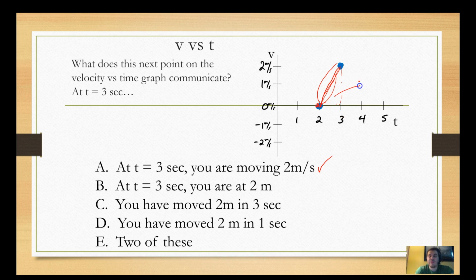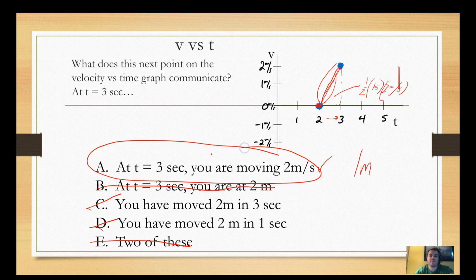Remember, we said that the area gives us the displacement. So the area, it would be a triangle, which is 1/2 times the base, which is from 2 to 3 seconds, that's 1 second, times the height, which is 2 meters per second. So 1/2 times 1 is 1/2, right? Times 2 is 1 meter. So I have moved 1 meter. So I can't have moved 2 meters. It can't be this one. And I didn't move 2 meters in 1 second, so that's not true either. The only thing then that is true is that I'm moving at 2 meters per second.